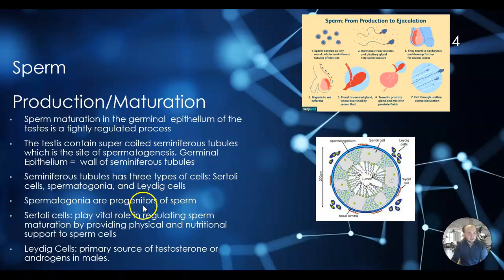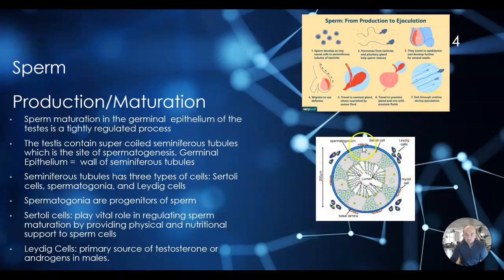Spermatogonia are progenitors of sperm. Sertoli cells play a vital role in regulating sperm maturation by providing physical and nutritional support to sperm cells. The Leydig cells are a primary source of testosterone, or androgen production, in males. So in this diagram, your sperm develops, hormones stimulate from the testicles, they travel to your epididymis, they migrate to the vas deferens, they travel to the seminal gland where they gain seminal fluid, travel to the prostate, which then exits the urethra during ejaculation.